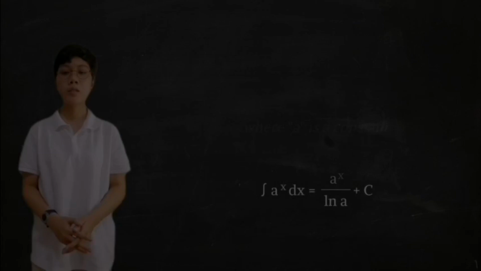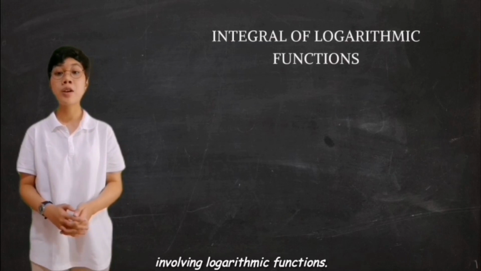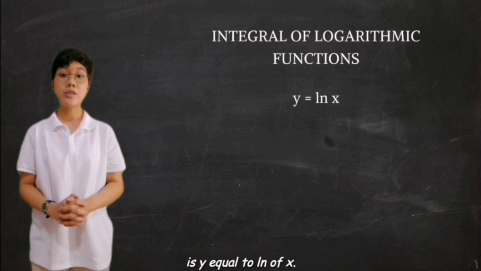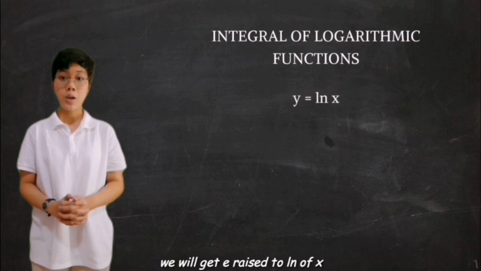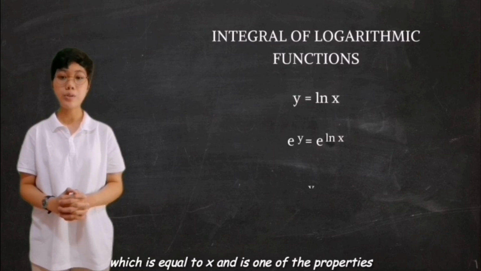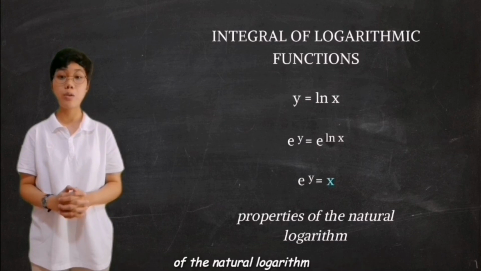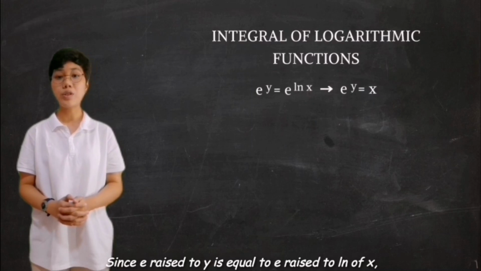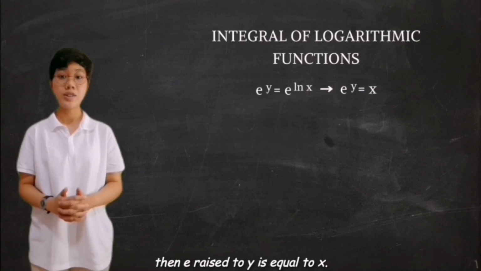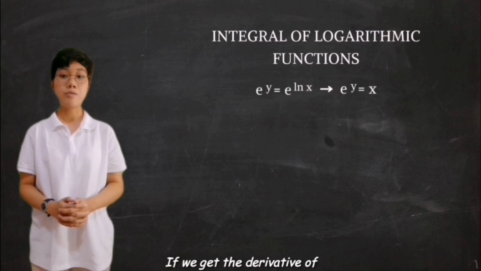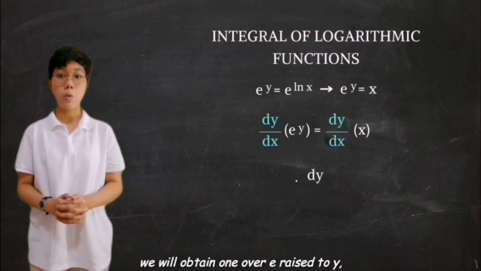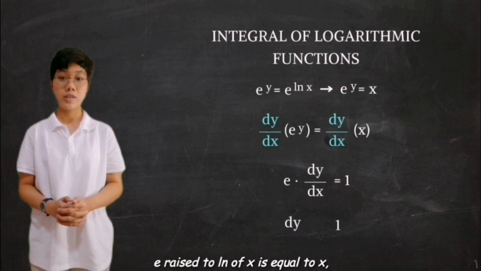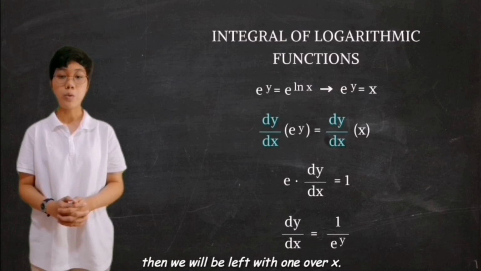Now let's move on to the integration involving logarithmic functions. The natural logarithm function is y equal to ln of x. By exponentiating this function, we get e raised to ln of x is equal to x, which is one of the properties of the natural logarithm and Euler's number of exponential functions. Since e raised to y is equal to e raised to ln of x, then e raised to y is equal to x. If we get the derivative of both sides of this function, we will obtain 1 over e raised to y. But since y is equal to ln of x, and e raised to ln of x is equal to x, we will be left with 1 over x.